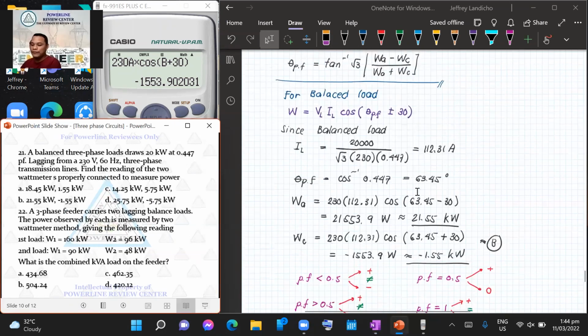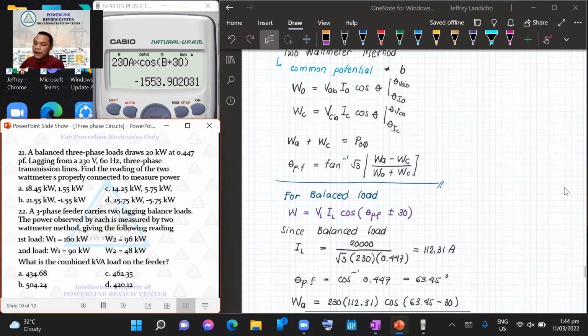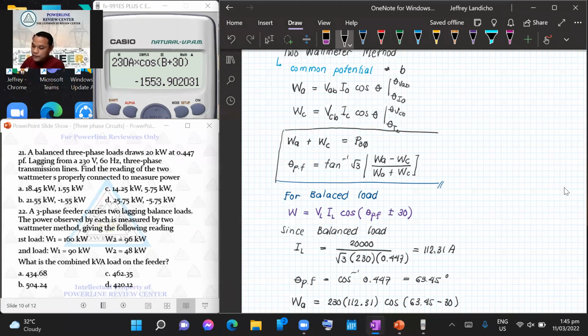Ito lang yun, no? Dalawang pwede nyo gamitin na formula in dealing with 2 wattmeter. Ito yung isa. Kung walang given na voltage, pwede nyo puntahan ito. Lalabas diyan 2 equations, 2 unknowns. Applicable ito pag walang voltage at saka unbalanced yung load. Makukuha mo ng sabay yung reading ni wattmeter A, wattmeter B. Gagamitin mo mode 5-1. Okay?